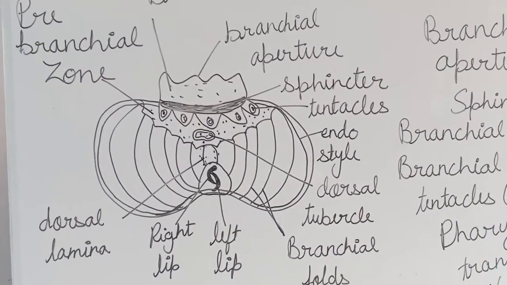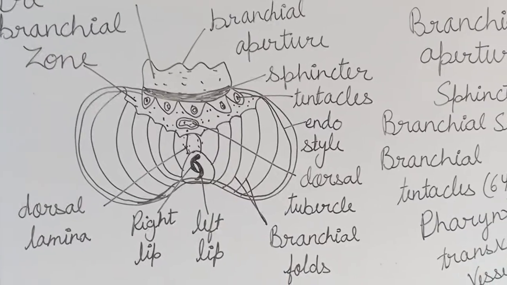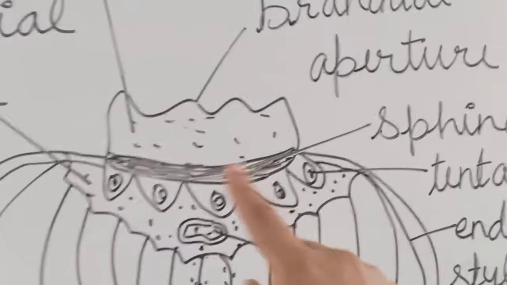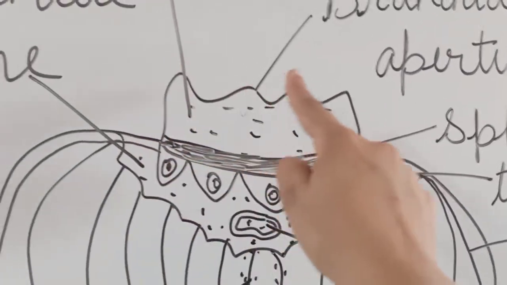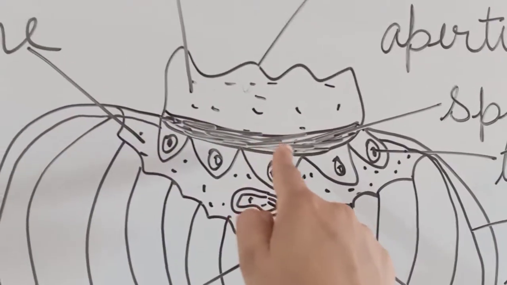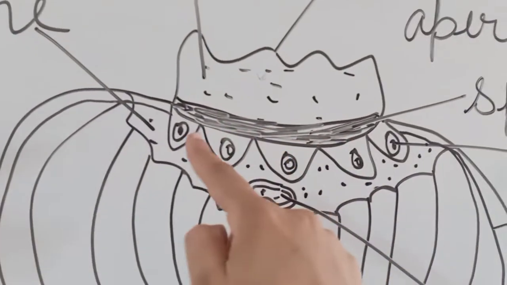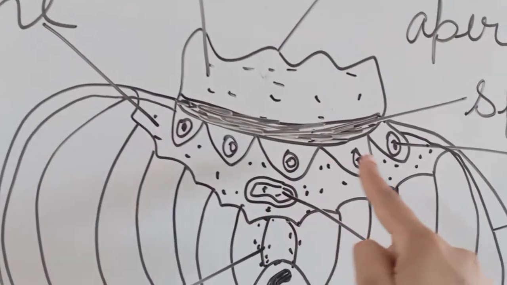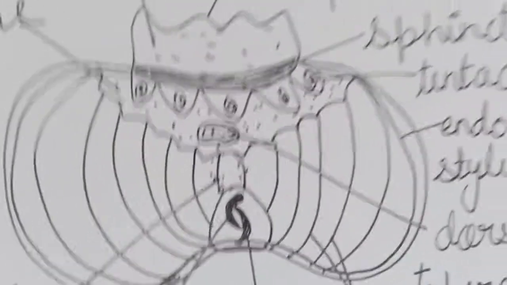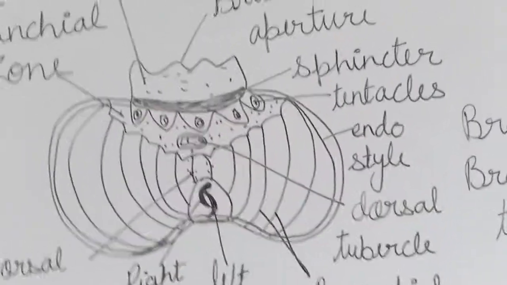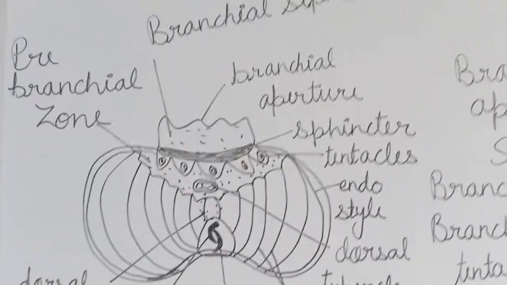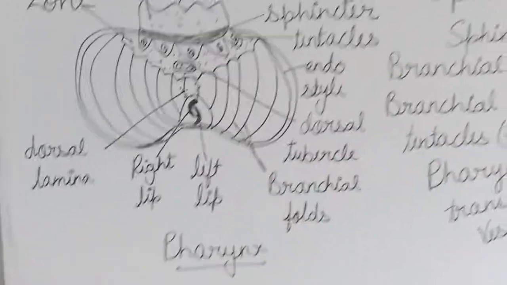This branchial aperture remains inside the branchial siphon. So this is the branchial aperture, and this is the branchial siphon. These are the sphincter muscles, and these are some tentacles. Now you can see here sphincter muscles. After sphincter muscles and tentacles, the dorsal tubercle is present.